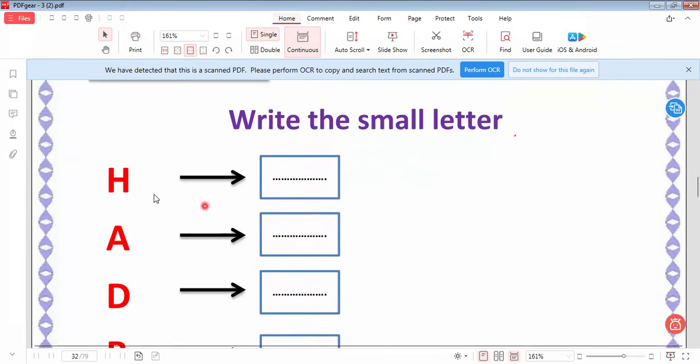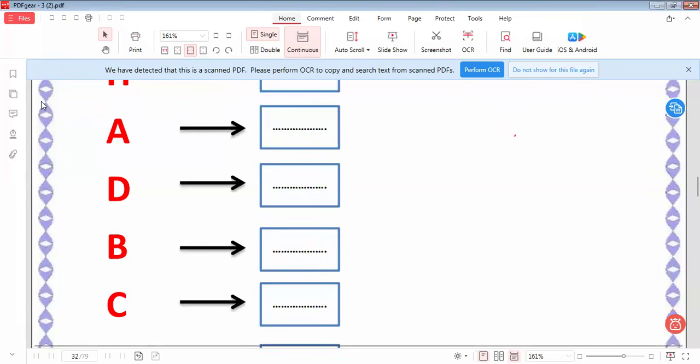So here we have capital letters and small letters. So here is capital H and small h, capital A and small a, capital D and small d. Here's capital B and small b, capital C and small c, okay? Capital D and small d, capital A and small a, okay? Let's continue the rest of the exercise.